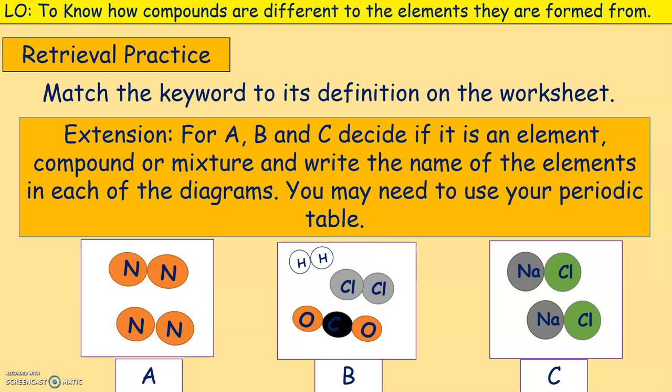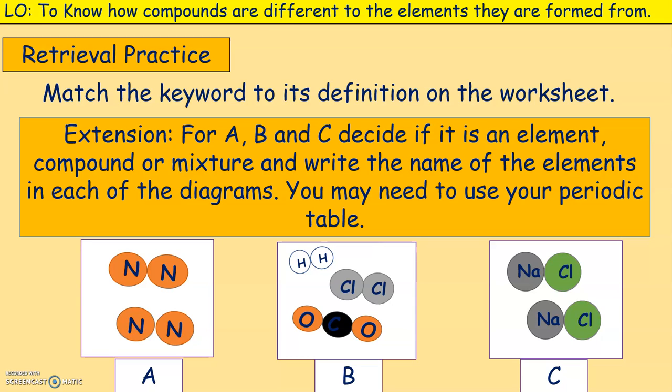Now, when we look at B, we can see we've got hydrogen, we've got chlorine, and we've got carbon dioxide. It's got 1 atom of carbon and 2 atoms of oxygen. And is this a mixture or is it a compound? Well, this is actually a mixture. We can see there are different types of compounds there, but they are not chemically bonded together, so it's a mixture.